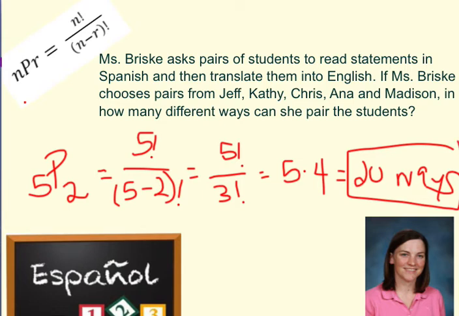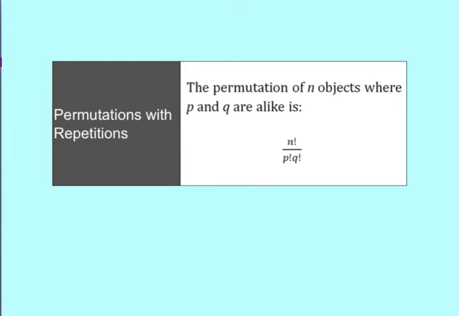Now, last but not least, I'd like to briefly talk over permutations with repetitions. The permutation of n objects where p and q are alike is n factorial divided by p factorial and q factorial. So this actually seems like a super complicated formula, but we're going to do some practice problems that should hopefully make it relatively easy for you guys. So let's go ahead and take a look.